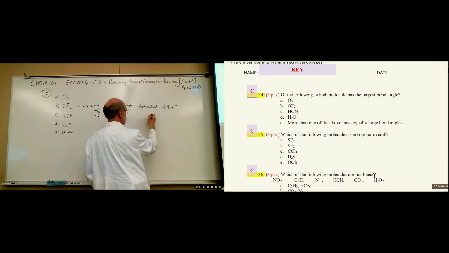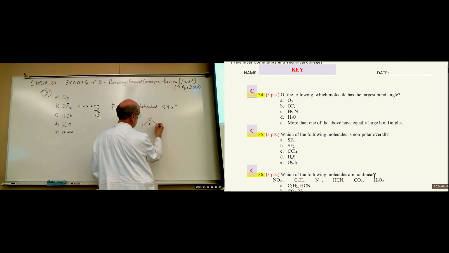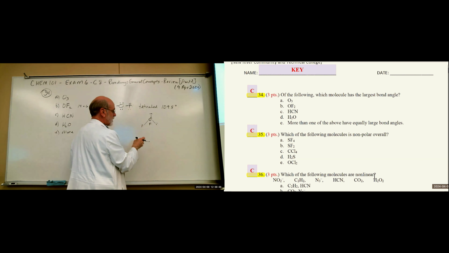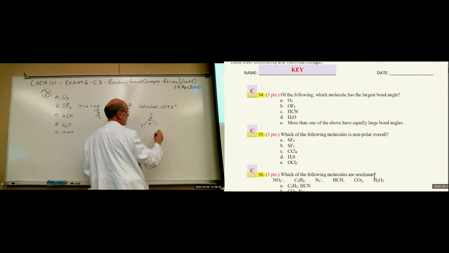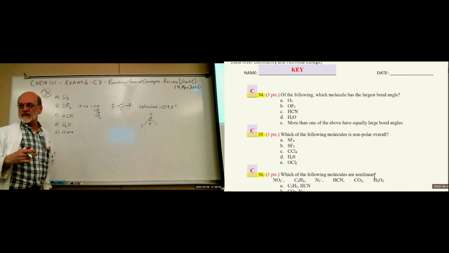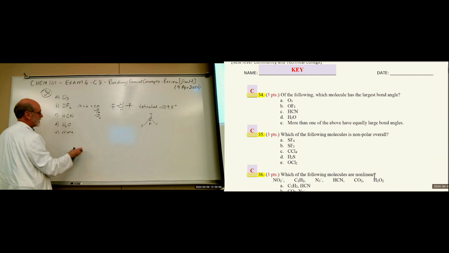But if you draw a representation of that, you have, say, fluorine in the back, and then a fluorine over here, and then you have a lone pair there and a lone pair here. What those lone pairs are going to do is compress this bond angle, so it's actually less than that. That may make a difference later when we assess the rest of them.